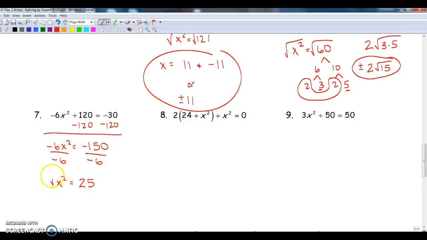Now we're going to get rid of the squared by square rooting it. 25, luckily, is a perfect square. Square root of 25 is 5. And don't forget your plus or minus, because 5 squared is 25, and negative 5 squared is 25.